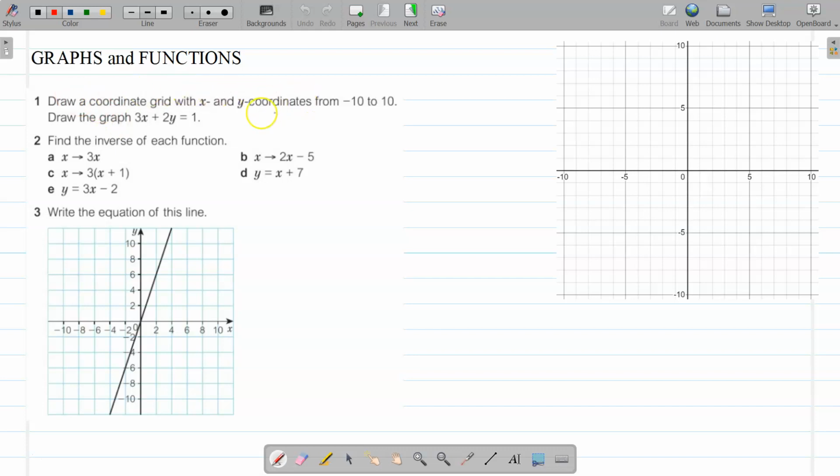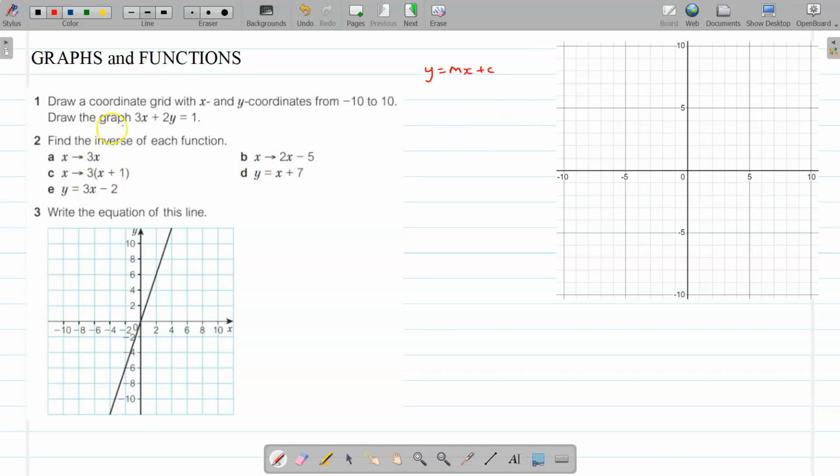Draw a coordinate grid with x and y coordinates from -10 to 10. That's been done already. Draw the graph 3x plus 2y equals 1. Okay, so what I'm going to do is rearrange that equation so it's of the form y equals mx plus c. Okay, and we can see the gradient then as m and the y-axis intercept as c.